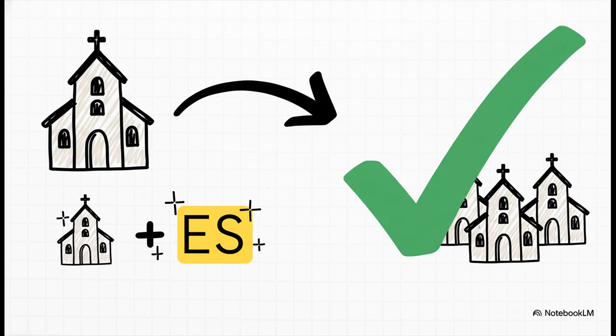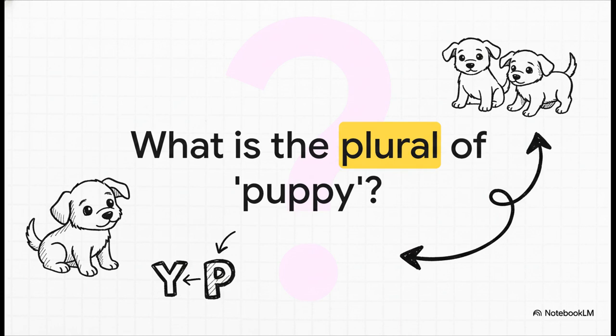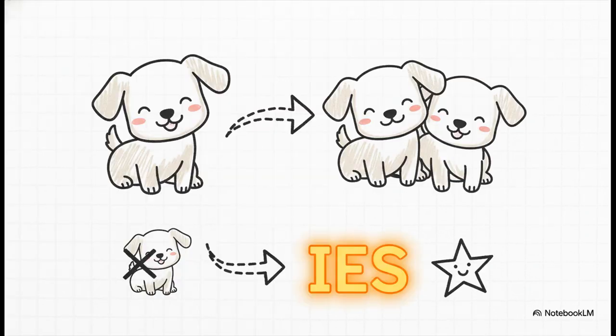Nicely done. All right, what about this one? Puppy. Now remember, what's the all-important question you have to ask yourself with a Y word? What letter comes before it? Yep, the answer is puppies, because that P right before the Y is a consonant. So you do this swap, drop the Y, add IES. See? Once you know the rule, it's like clockwork.